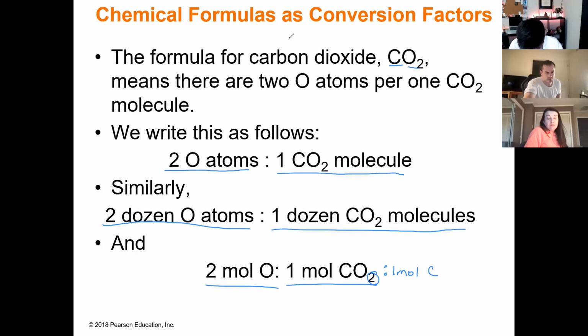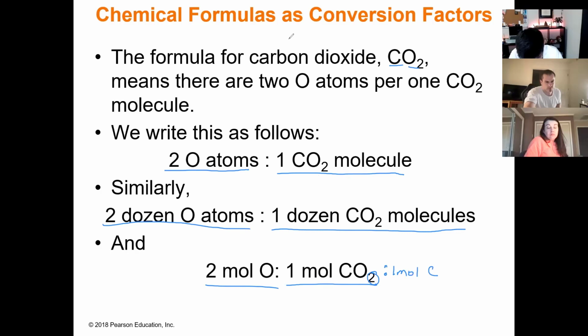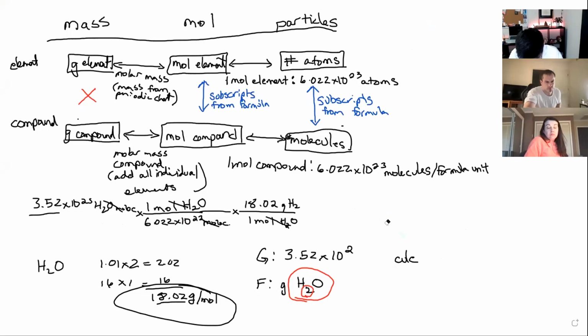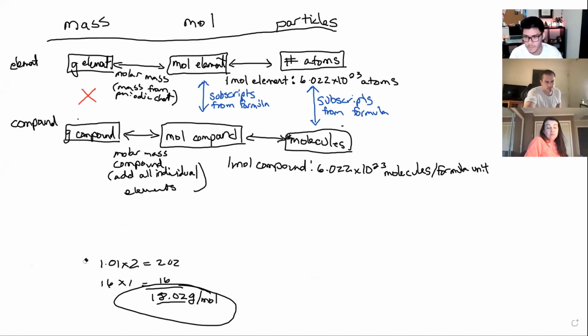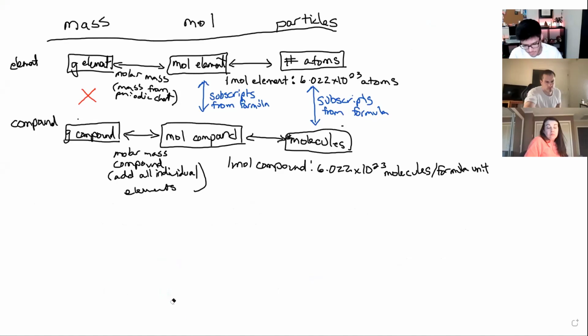Let's try one that's a little bit more complicated. Doesn't get super complicated, but let's say, write out the formula for aluminum sulfate. Aluminum sulfate. That's your nomenclature stuff.